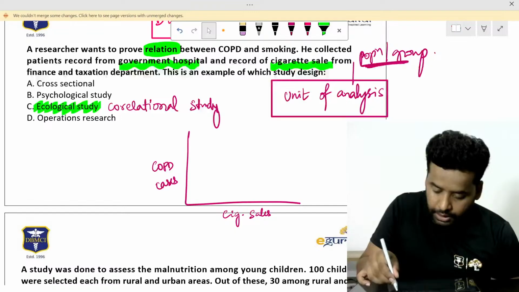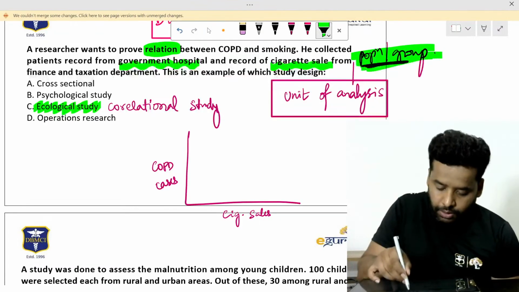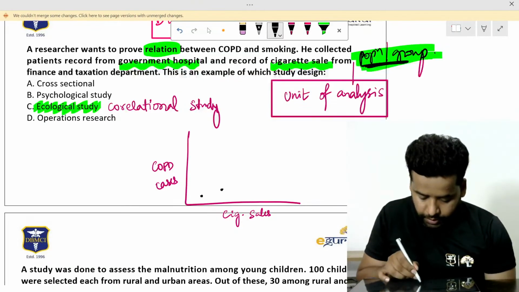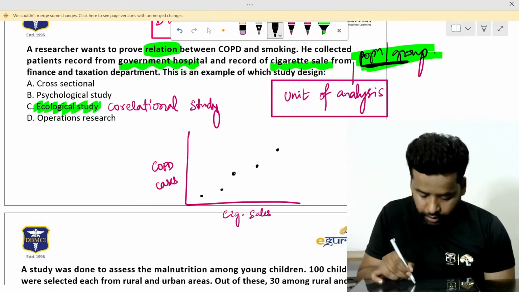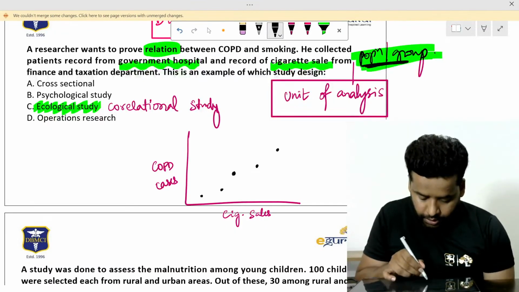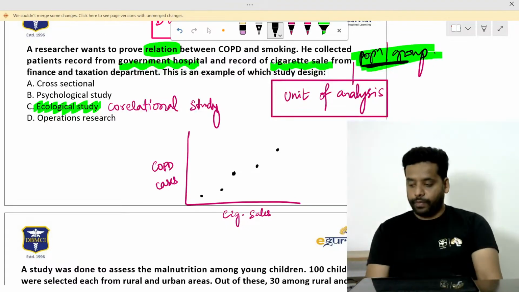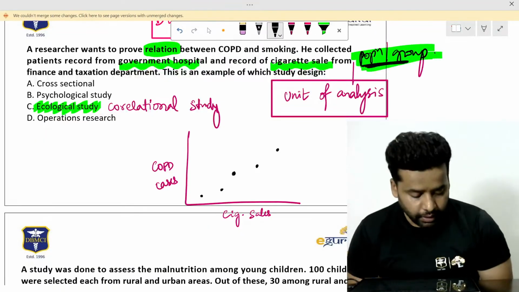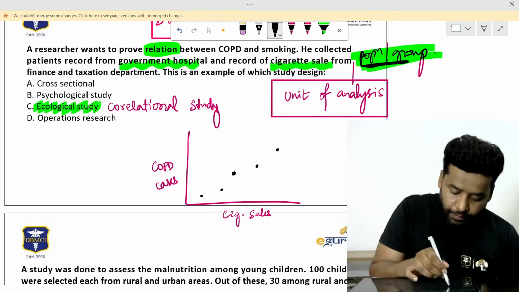See the words government hospitals, taxation. So they are checking the correlation. If cigarette sales are increasing, COPD cases will also increase. City wise, area wise also you can do. Positive correlation you can see. Very good. You should have this word, unit of analysis. The second important word is correlation, what you'll be checking.